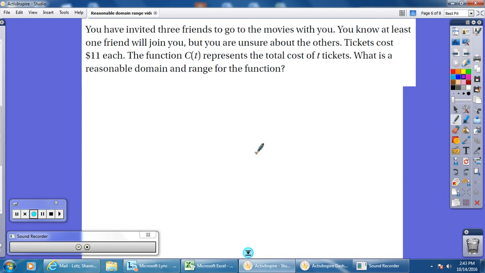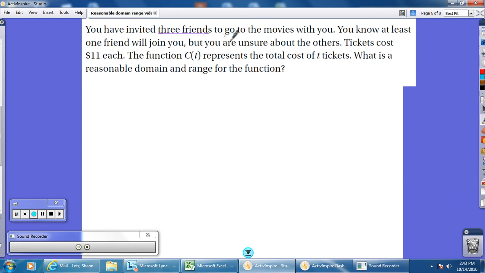You have invited 3 friends to go to the movies. You know at least one will join you, but you are unsure about the others. Tickets cost $11 each, and the function C of T, that's the total cost, represents the tickets, right? What is a reasonable domain and range?